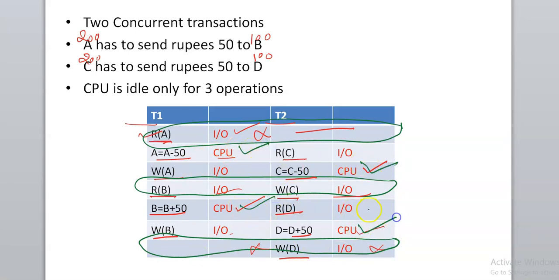is having your CPU utilized, which means if I would have executed these 2 transactions, T1 and T2, one after the other, I would have got 8 operations in which my CPU would have been idle, which means CPU time is being wasted and we are not utilizing CPU in an efficient manner. But because we are running 2 concurrent transactions, my CPU was utilized in an efficient manner, right?